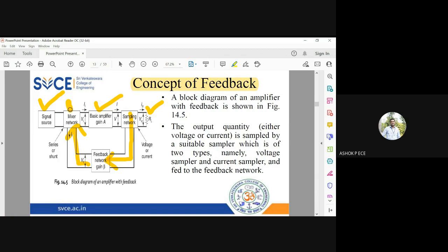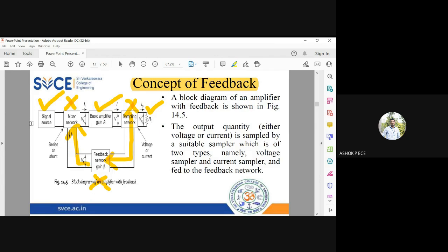So whenever I add these additional components, the mixer network, sampling network and feedback network, it is going to be an amplifier with feedback. An amplifier having no feedback and an amplifier having feedback, the characteristics are going to be completely different. Please understand that these three blocks are the differentiating factors. I'll just put crosses to show the difference. The three blocks which have crosses are the blocks which will be present for an amplifier with feedback. And if you remove these blocks, it will be a normal amplifier without feedback.